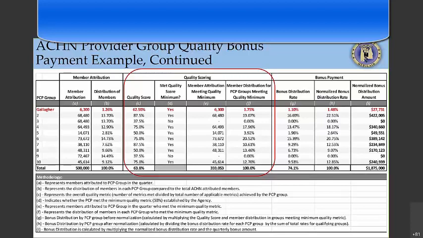Focusing on the outline quality scoring step of this, you'll see our practice, Gallagher, the 1.75% member distribution. You'll see how the number is calculated by observing the other practices in the state. In the case of PCP group number 3, they did not meet the quality score minimum. Therefore, their attributed members are taken out of this calculation. These examples show you how, in our example, this number is roughly 359,000.